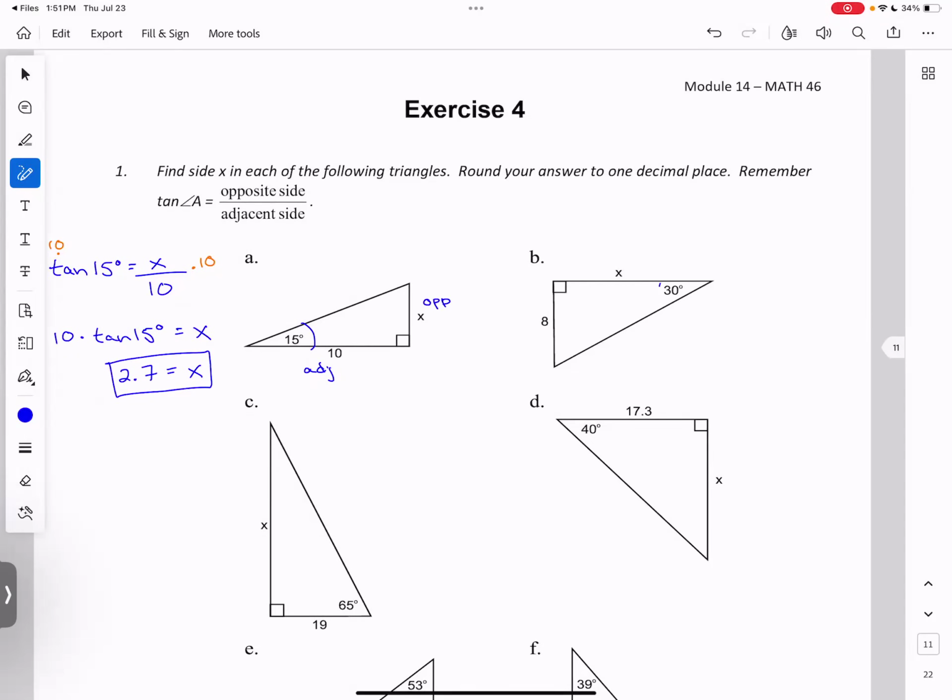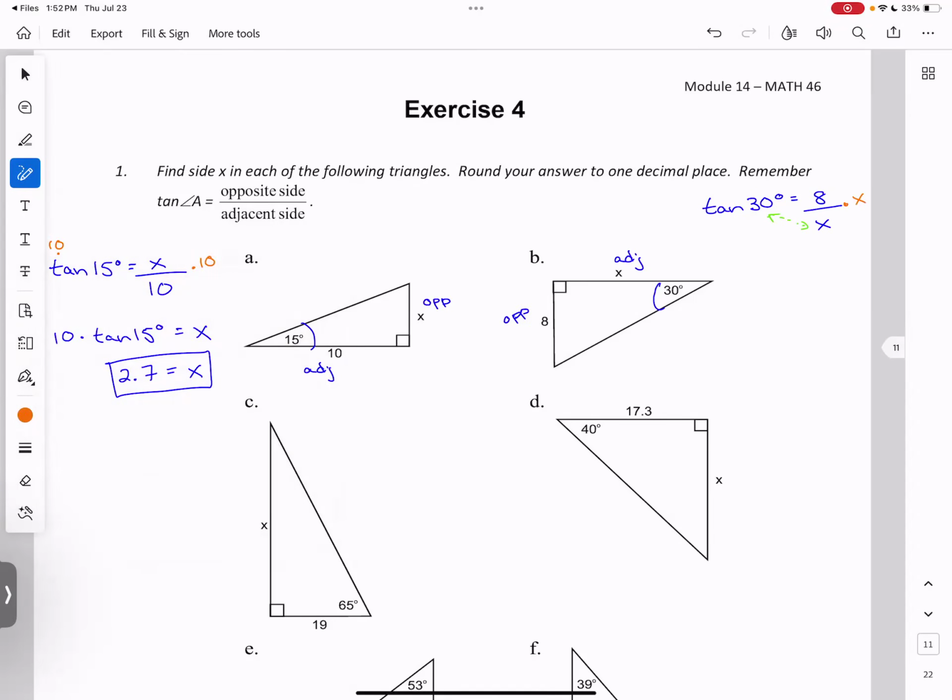Okay, in B, so relative to my target angle here, 8 is my opposite side and x is my adjacent side. So tan of 30 degrees equals opposite 8 over adjacent x. Okay, and so you can either just trade the positions of those two by cross multiplying, or you can rearrange this algebraically.